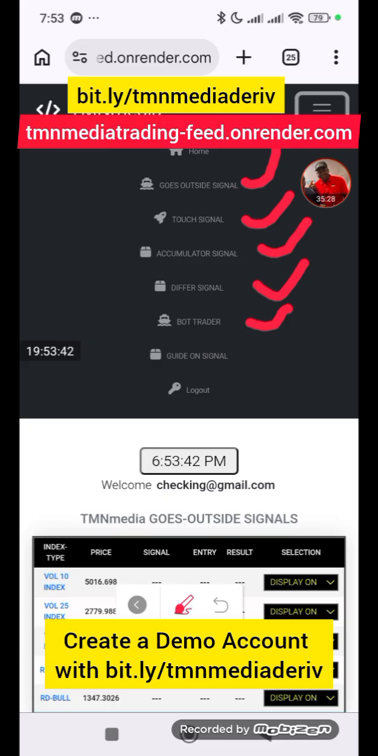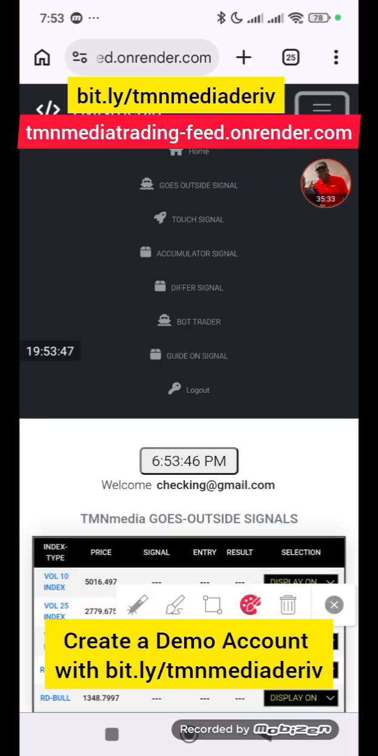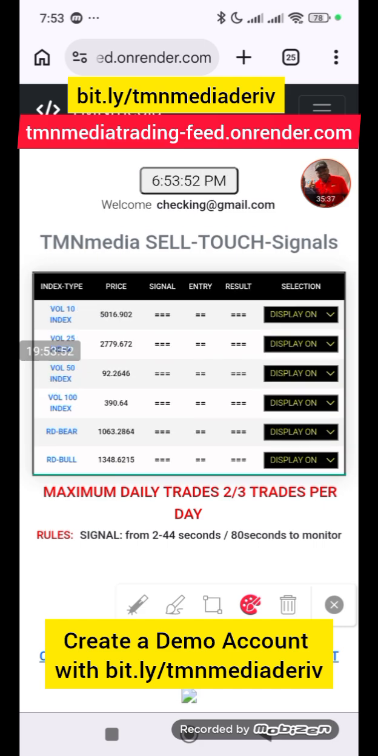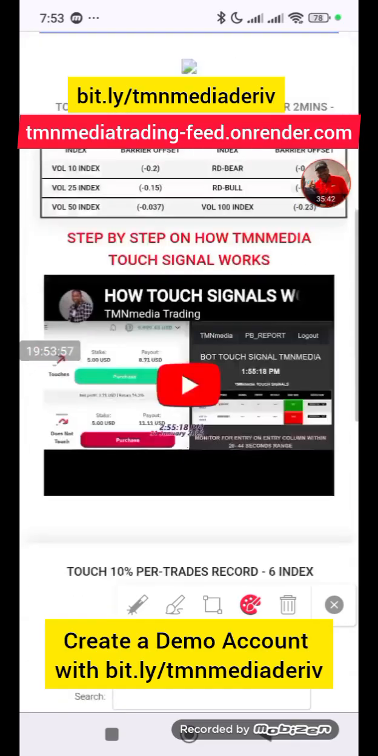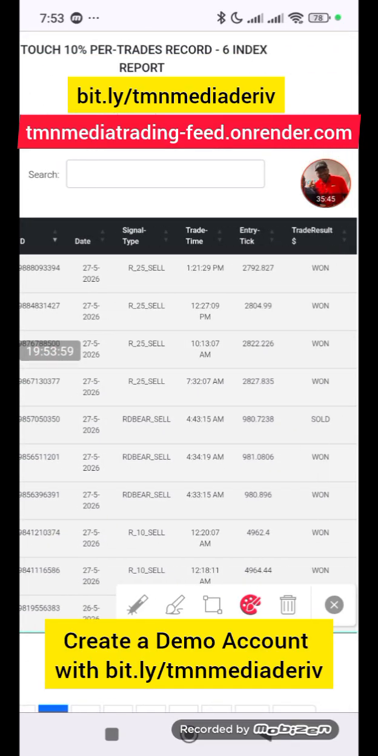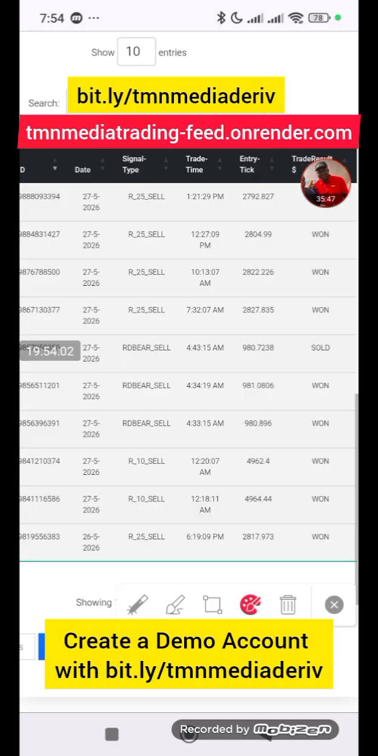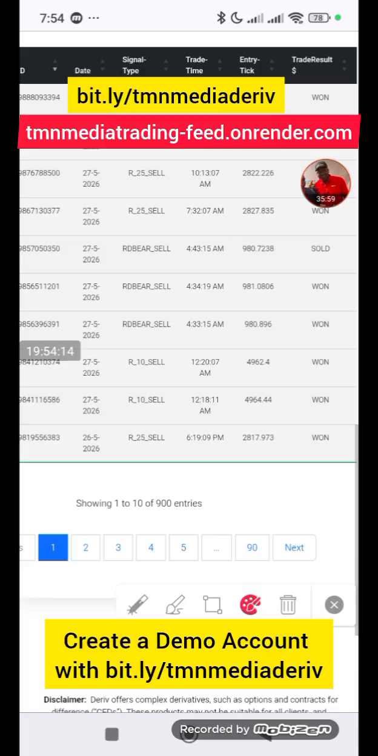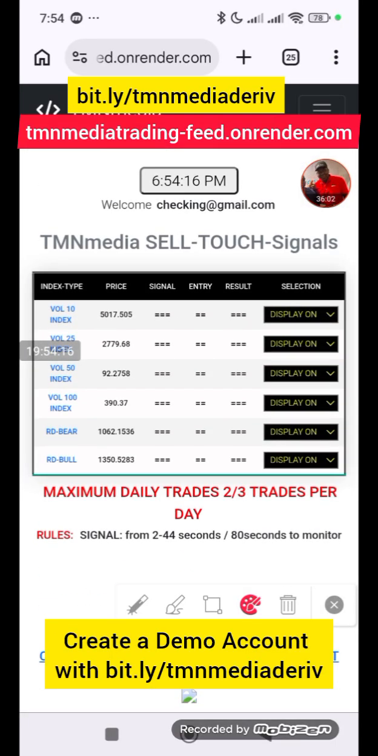Now, I need you to understand we have goes outside. That's the one you are seeing on the page right now. We have touch. This is only the sell direction. I have the one that also supplies for buy and sell. These are 5 indices. You see the signals. These are previous signals. You can see all of them. Sold means it was not going in our direction, so we exit it. For touch, you have the opportunity of exiting and not losing all your stake. Only touch has that offer.